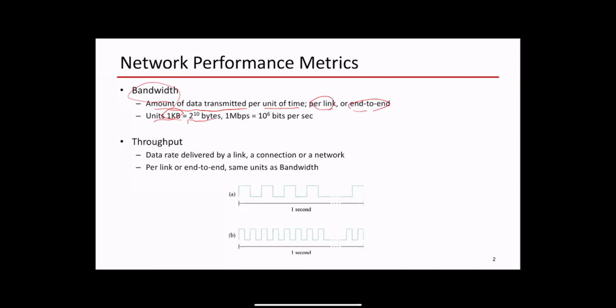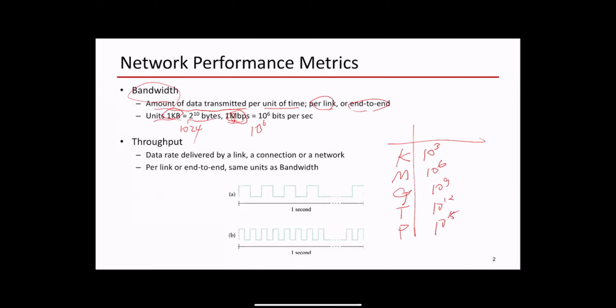2 to the 10 is actually 1024, and mega means 10 to the power 6. So we usually use K, M, G, T, P. Kilo is 10 to the power 3, mega 6, giga 9, tera 12, and peta is 15.